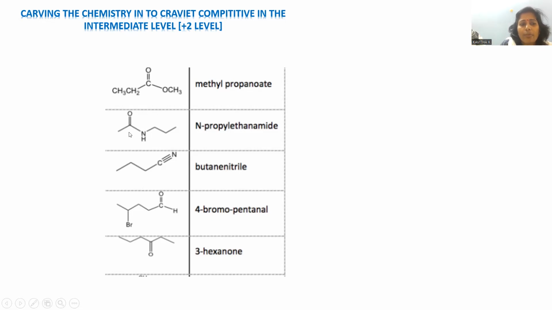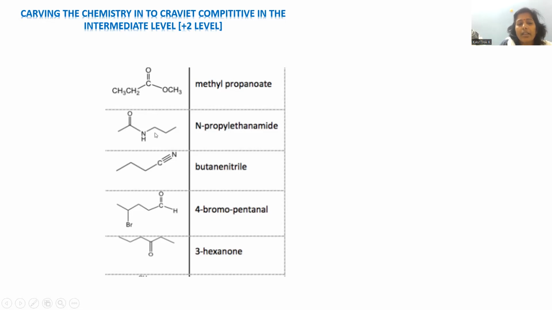Let's go with the second compound, where you can find the amide functional group. Whenever an amide group is there, alkanamide is the IUPAC name. In this case, you can find the secondary amide. Nitrogen bonded to 2 alkyl groups is called secondary, 1 alkyl is called primary, and 3 alkyl is called tertiary. Here it is a secondary one, where alkanamide is the general IUPAC name.